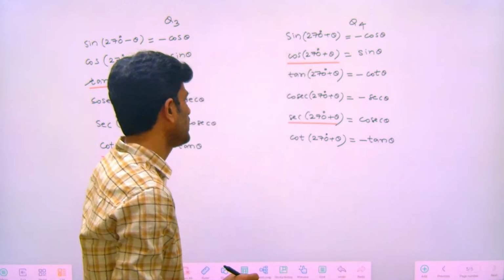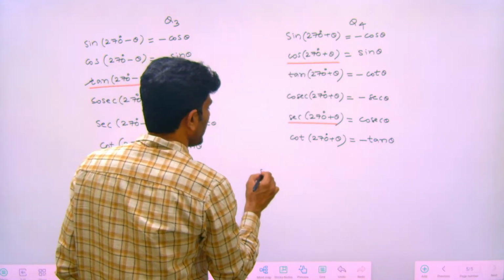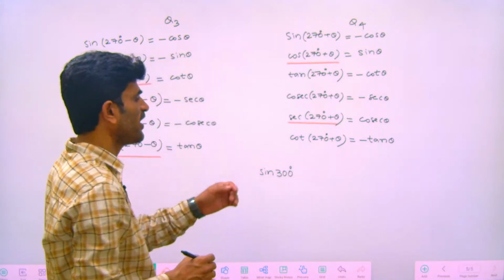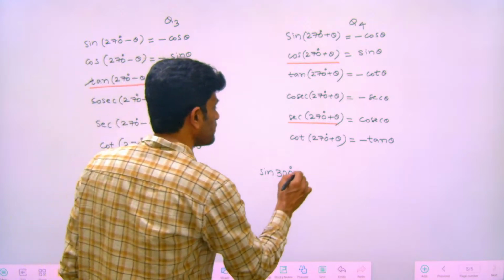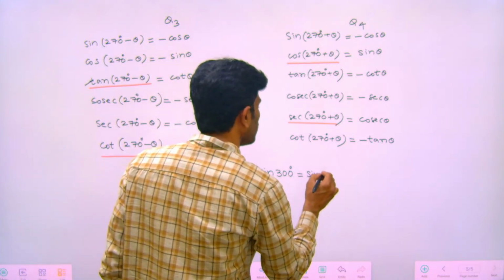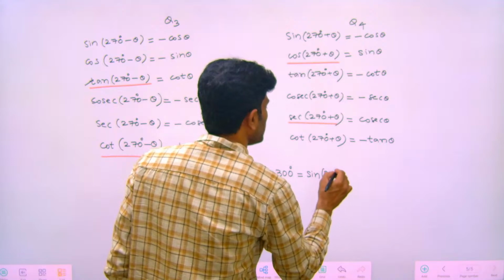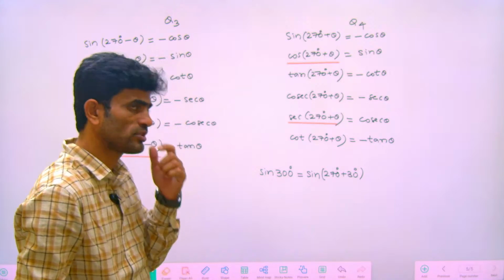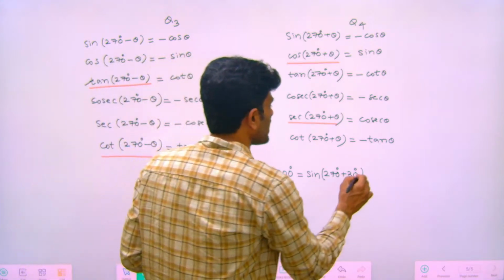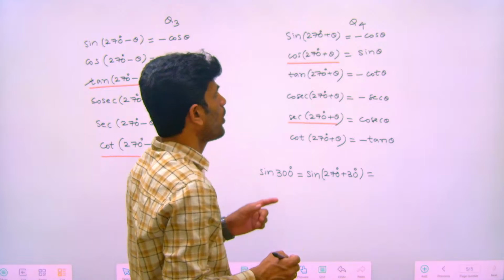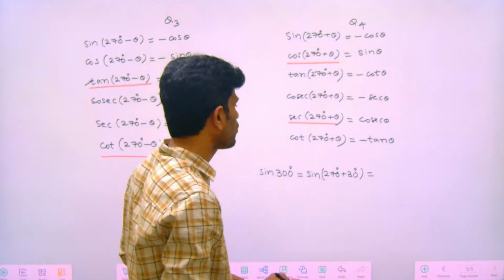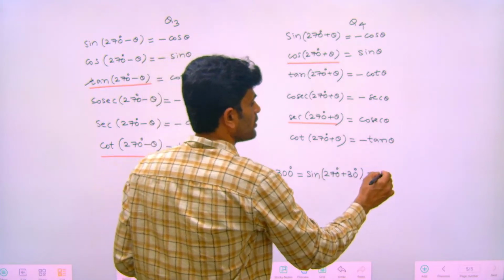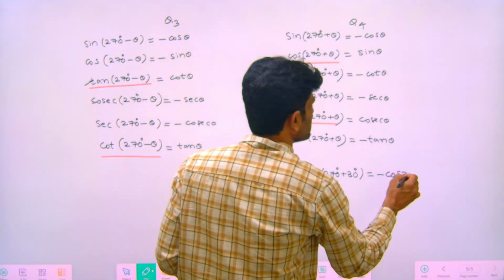I will tell you one example here. Suppose I have sine 300 degrees. I have to find sine 300 degrees. How can I find sine 300 degrees? I can write it as sine of 270 degrees plus 30 degrees. It is looking like sine 270 plus theta. What is sine 270 plus theta? Because it is in the fourth quadrant, negative, and because it is an odd multiple of 90, cos will come. So minus cos 30 degrees it is.